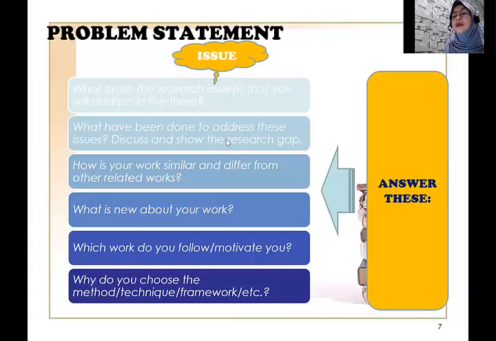The research issue is highlighted from the first question, that is, what is the research issue that you will address in the thesis. You may discuss many other issues, but highlight which one your thesis will focus on. And then show the gap. How to show the gap? You can show the gap by showing what others have done on the same topic and what has not yet been done, or what issues or questions have not been answered yet.